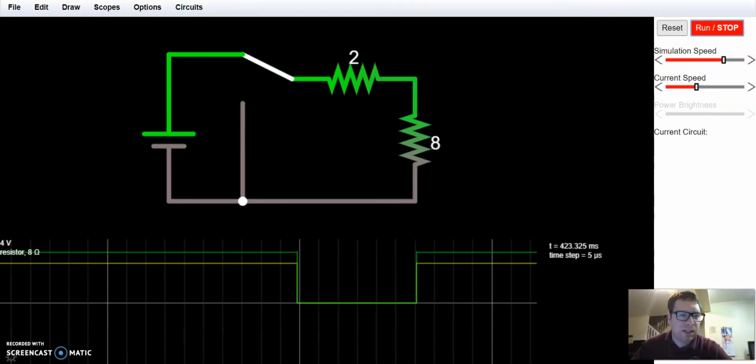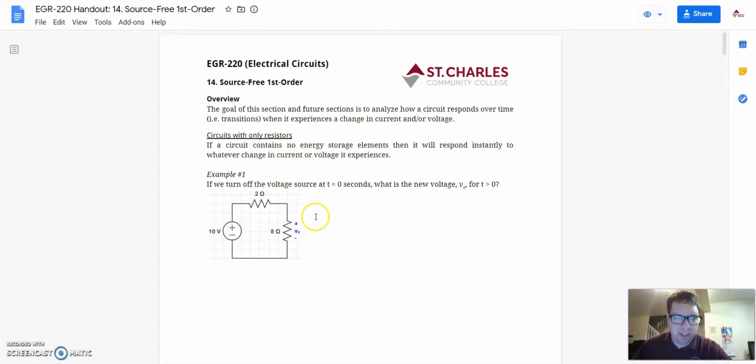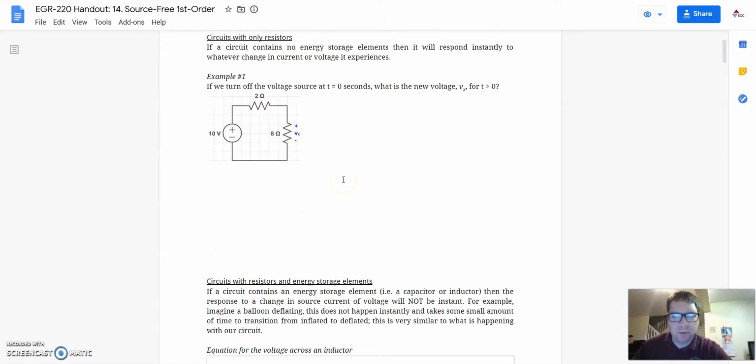So let's jump into example 1, just to prove that it happens instantaneously. Example 1 says, if we turn off the voltage source at t equals 0 seconds, what is the new voltage Vx for t greater than 0? This notation is very common, because we want to know how long it takes after we do something. Generally we consider the time we do things to be 0 seconds.